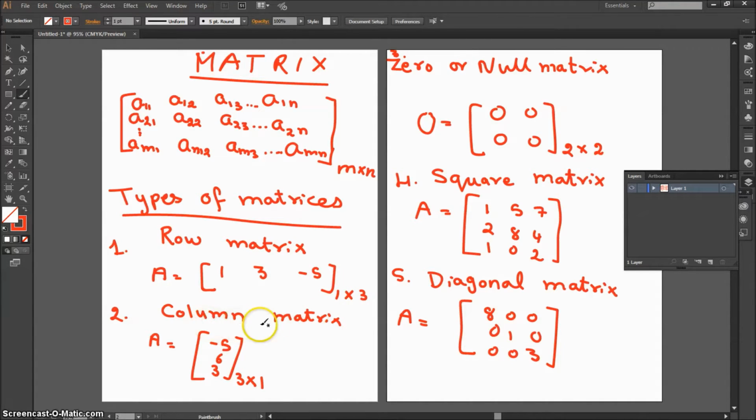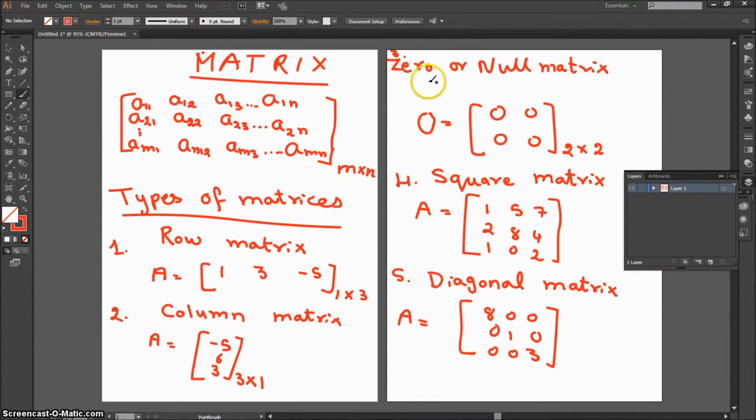Next, column matrix. Column matrix means it has only one column. So look at this matrix A. This is the only column. But how many rows can be there? There can be any number of rows. In this there are 3 rows: 1, 2, 3. So we always write rows first and then columns. So the order of this matrix is 3 by 1.